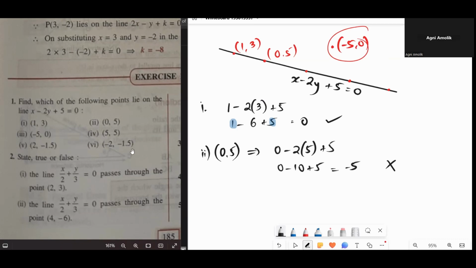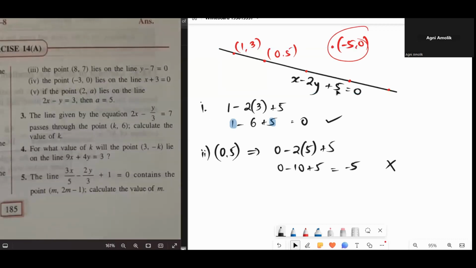But you got the concept, right? If any point lies on the line, the equation will get satisfied. See that statement? If any point lies on the line, the equation will get satisfied. Satisfied means LHS will be equal to RHS. That's the meaning of getting satisfied.